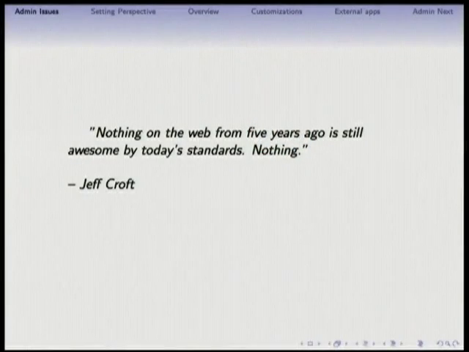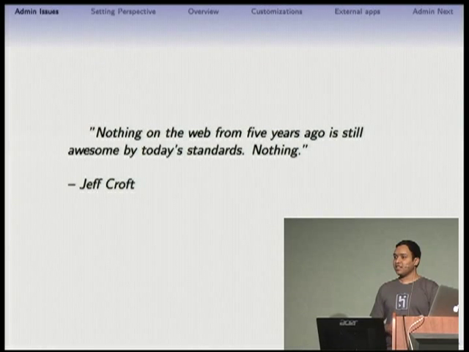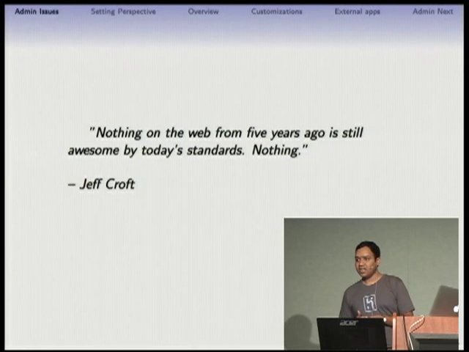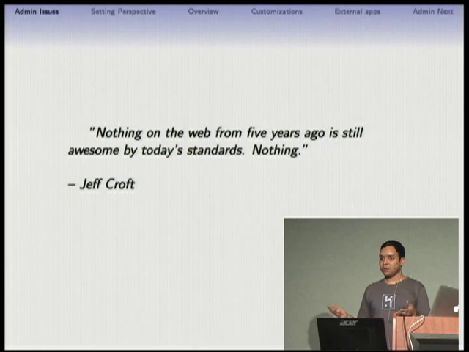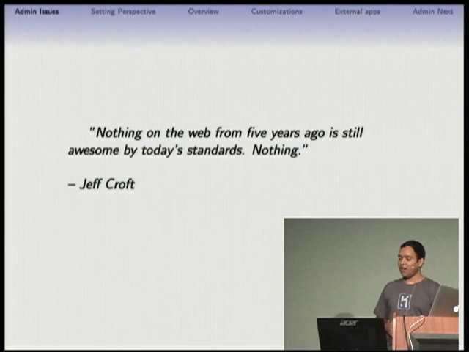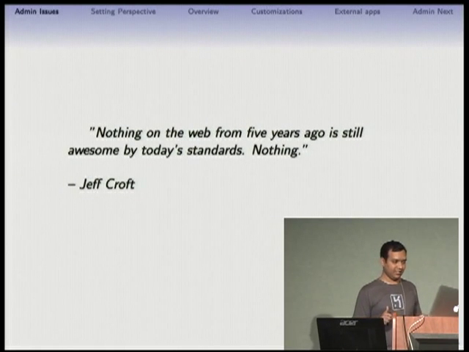In one of the discussions about the future of Django admin on the mailing list, there are quite a few of them, Jeff Croft rightly pointed out that nothing from the web from 5 years ago is still awesome by today's standards. So since in 2008 Django admin was such a powerful part, which brought a lot of people into using Django and thereby using Python itself, how does it fare today, by the standards of 2013?